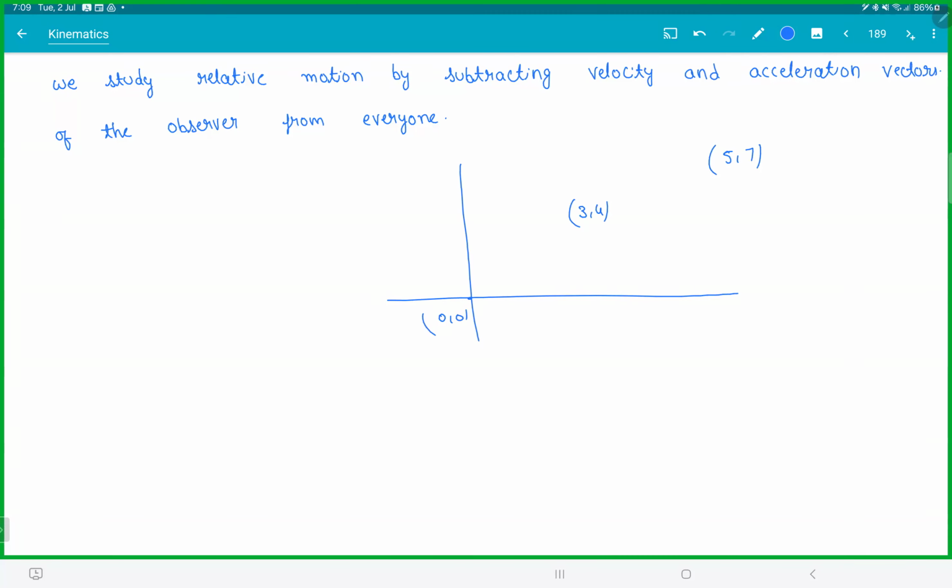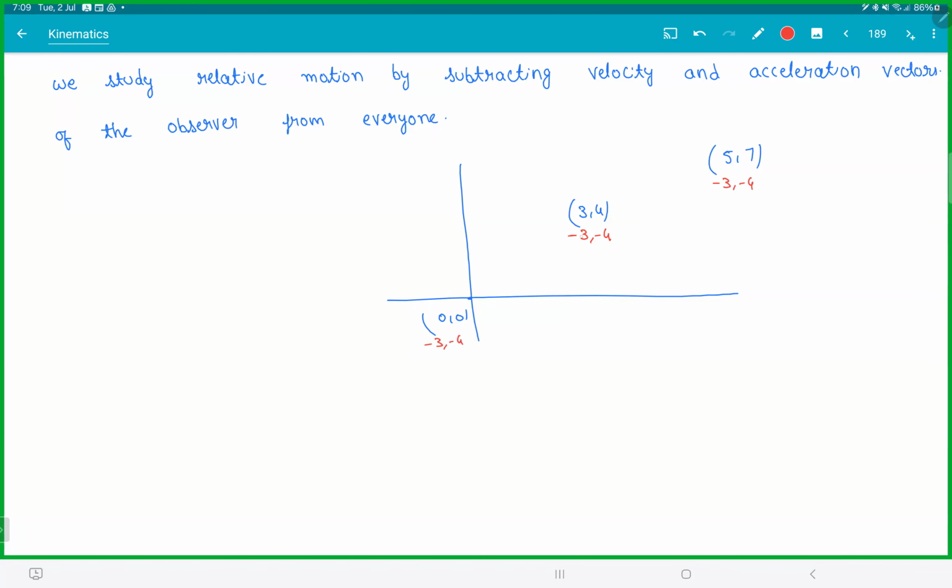I hope you studied this in maths. If I want to shift my origin to 3, 4, what should I do? What will happen to the other coordinates? So this is what we do actually. If you want to shift the origin to 3, 4, subtract -3, -4 from everyone.